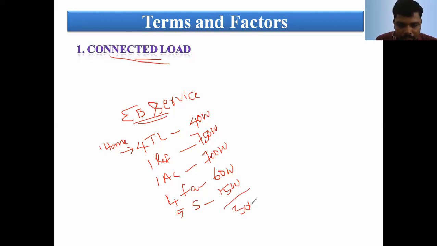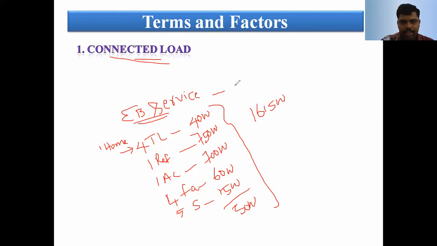We need to calculate the total load. This is nothing but the connected load, the sum of all the loads utilized. We can add 40, 750, 700, 60, 15, and then the 150. All this comes under the connected load. That is 1450, 490, 1550, 1615 watts. For this particular home, we take the load as 2 kilowatts, that is, 2000 watts.